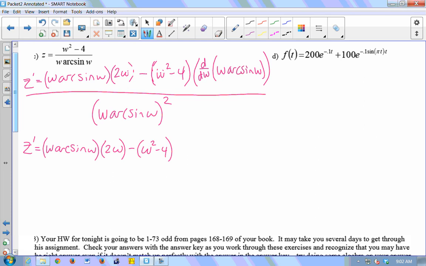I'm going to put a big square bracket here. So the product rule is first times the derivative of the second. And the derivative of arc sine w is 1 over the square root of 1 minus w squared. I think it's minus. First times the derivative of the second plus the second, which is arc sine w, times the derivative of the first, 1.